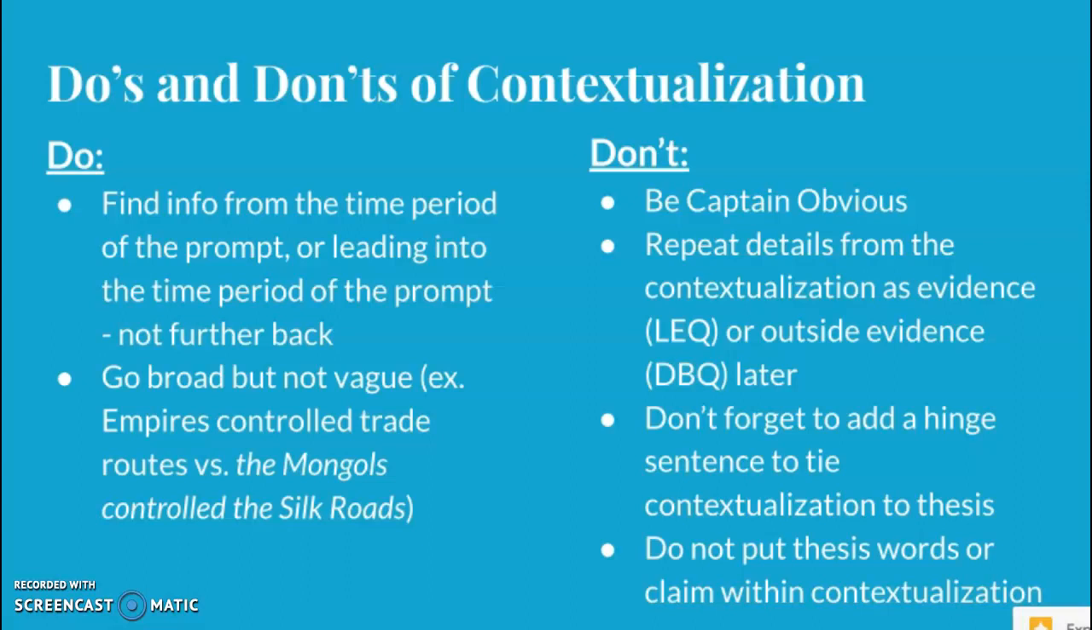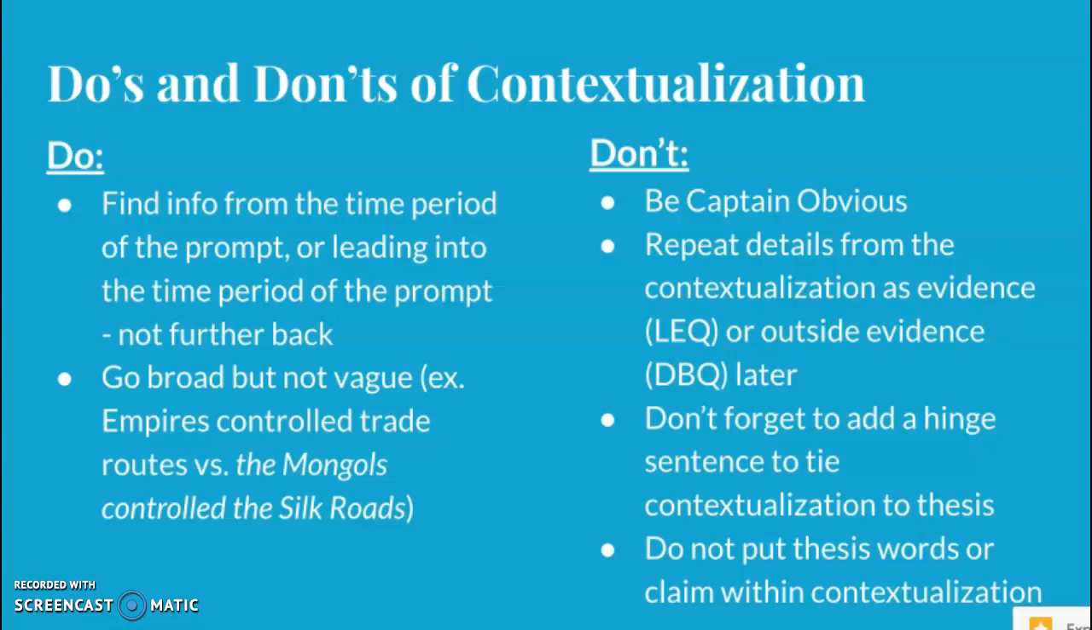Also, make sure you go broad, but not vague. An example here would be empires controlled trade routes versus the Mongols controlled the Silk Roads. One is more specific, but big picture. Do not be Captain Obvious. Folks, please don't give me information that is so obvious that anyone could have written that. If a third grader could write that, then it's probably too obvious.